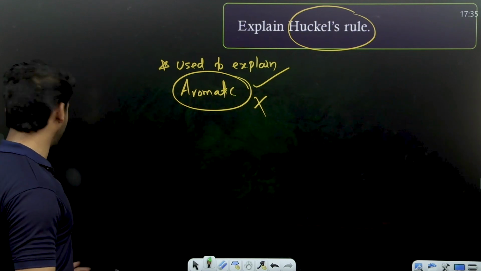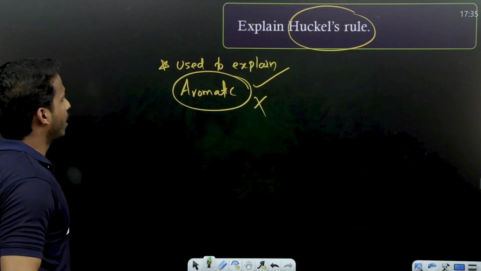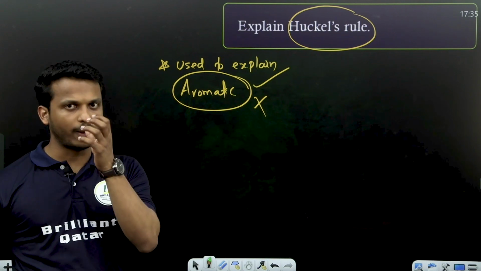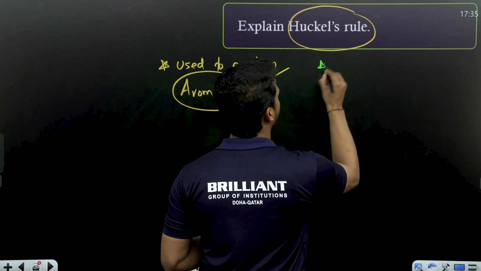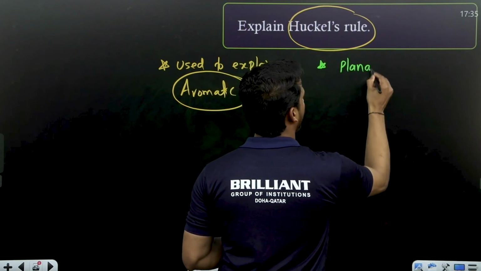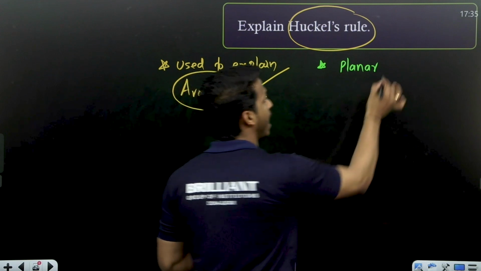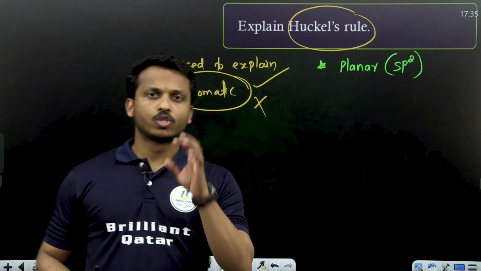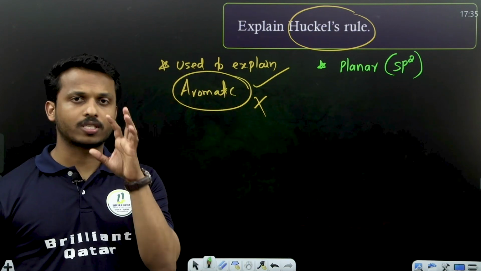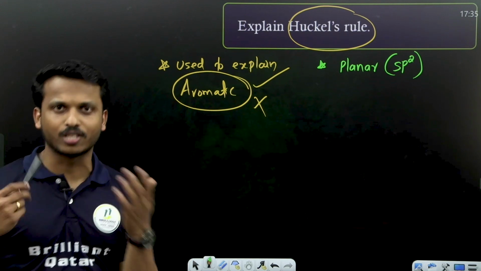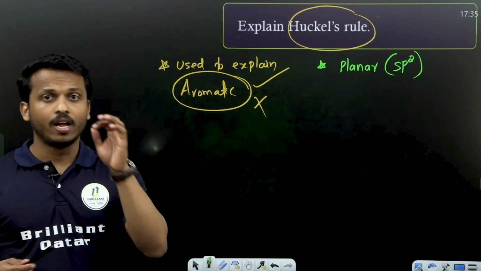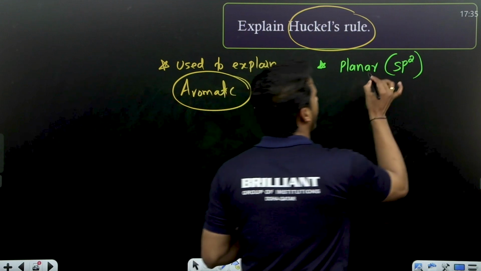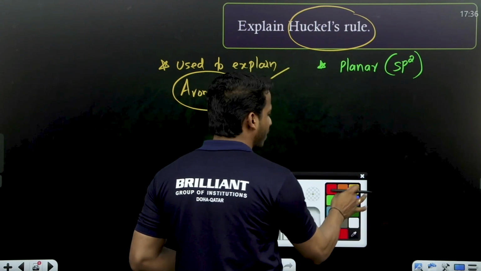Before going to the other question, let's see what the rules or criteria are to make a compound aromatic. One is the compound should be planar. How can we understand whether the compound is planar or not? The hybridization of each element, the carbon especially, should be sp2. Planar means the carbon should be sp2 hybridized, the element should be sp2 hybridized, especially carbon.